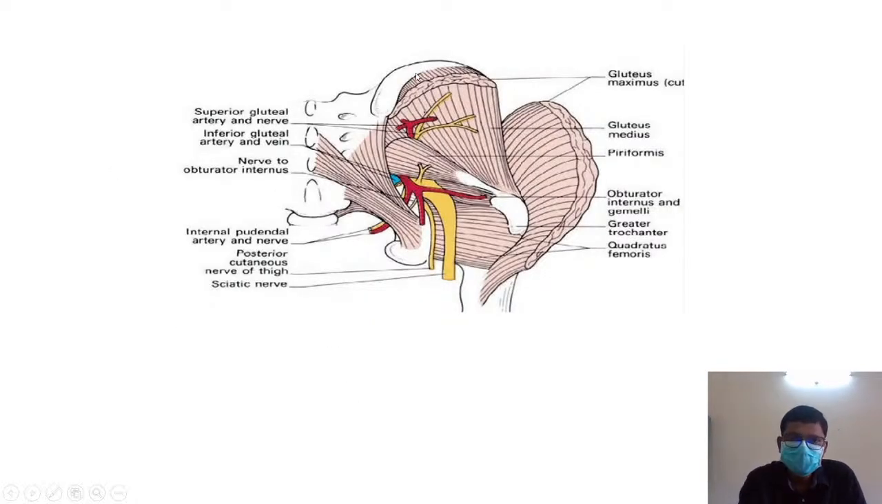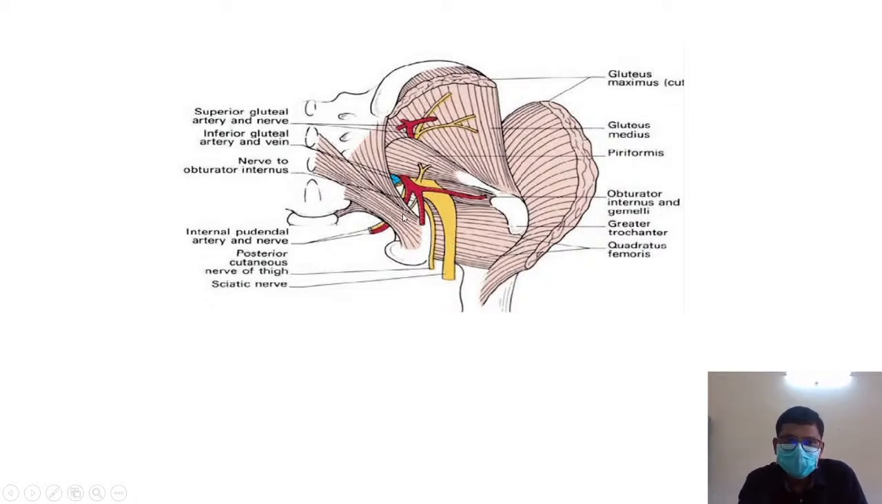This is the picture to show you how this piriformis muscle is coming out through the greater sciatic foramen. Also this is the gluteus maximus. This is the cut part of the gluteus maximus, and you can see this piriformis is the landmark for the greater sciatic foramen, where it divides the greater sciatic foramen into two compartments. One is the upper compartment, which gives space for the entry of the superior gluteal artery and the nerve, and this is the lower part, below the level of piriformis, which is helpful for the exit of the inferior gluteal artery and vein. And also there is another nerve called the obturator nerve.